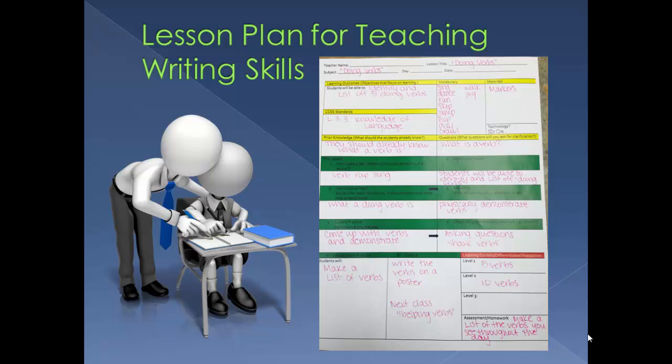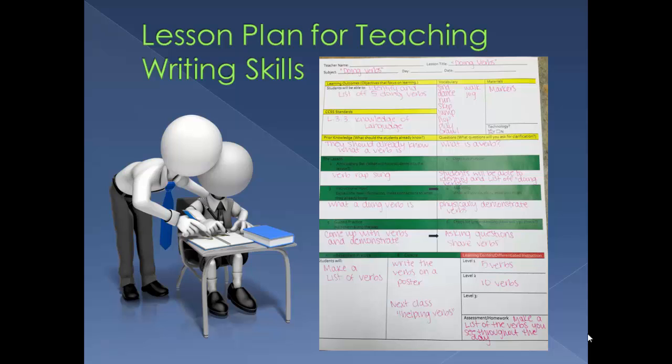Here's the lesson plan that I have created for writing skills. This writing skill that we will be learning is doing verbs. The students will be able to identify and list off 5 doing verbs. Some examples of these are singing, dancing, running, skipping, and jumping. The Common Core standard that reflects this is the knowledge of language.